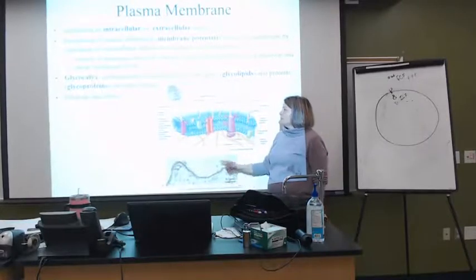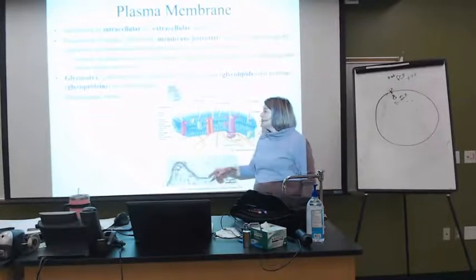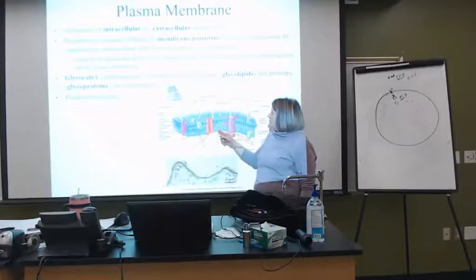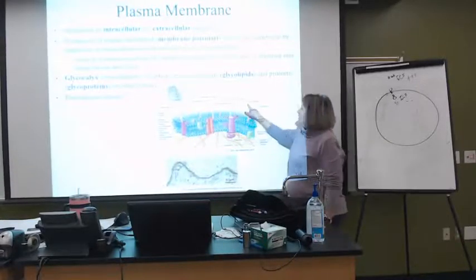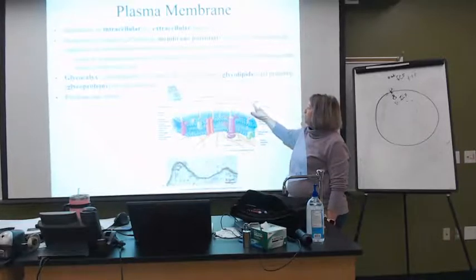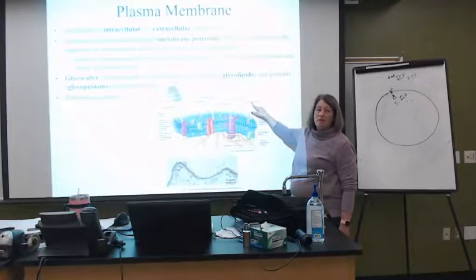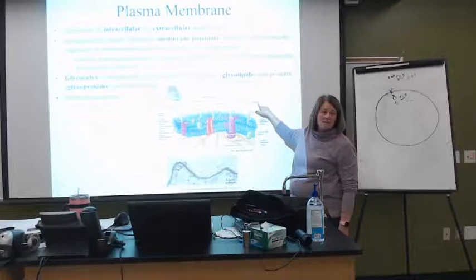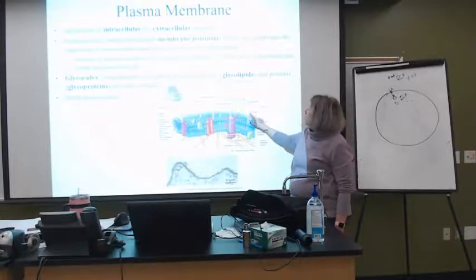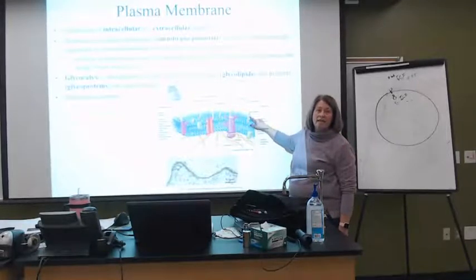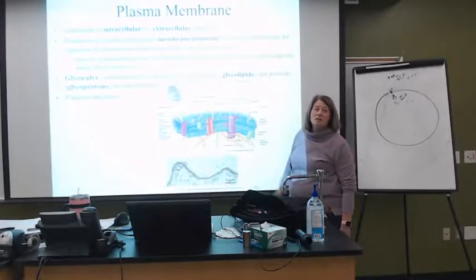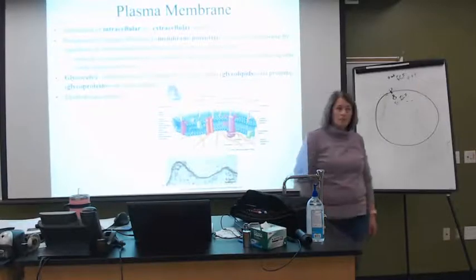So with these carbohydrate chains, they are referred to as either a glycoprotein, meaning that glucose chain is connected to the protein, or a glycolipid, meaning that that carbohydrate chain is connected to the lipid portion of that bilayer.